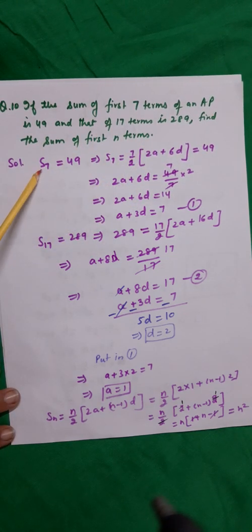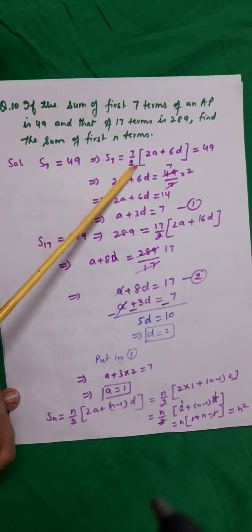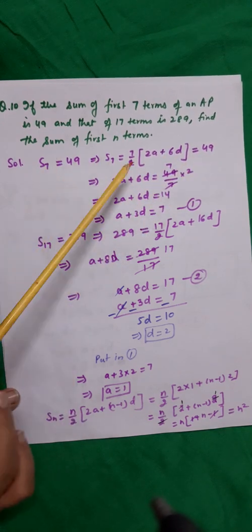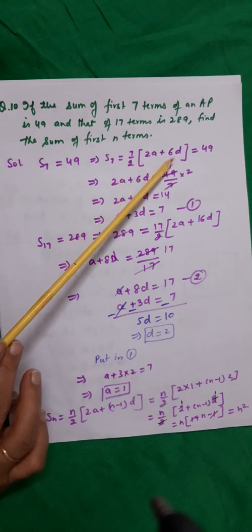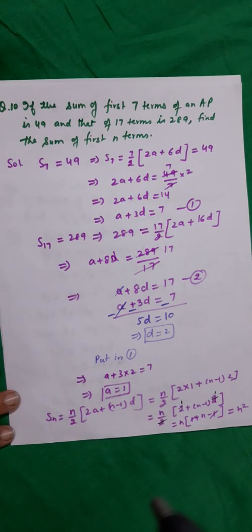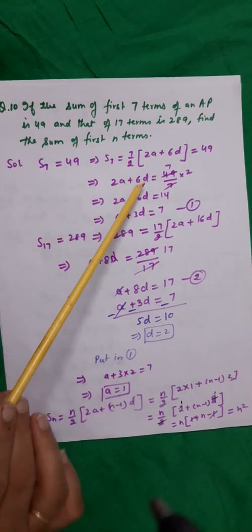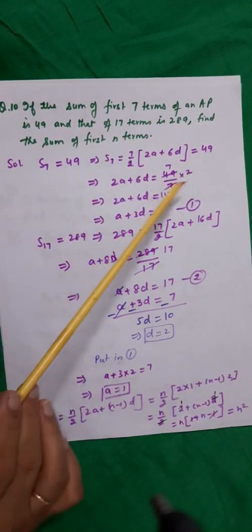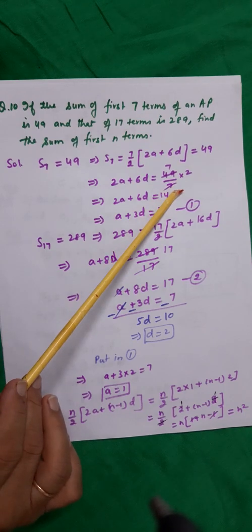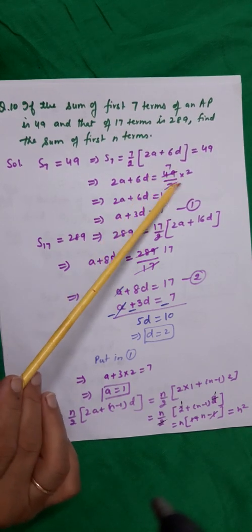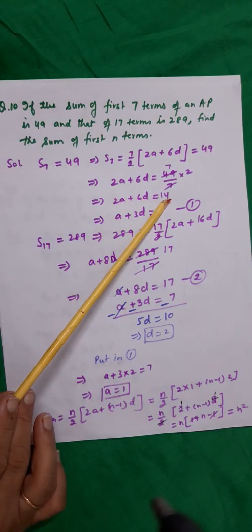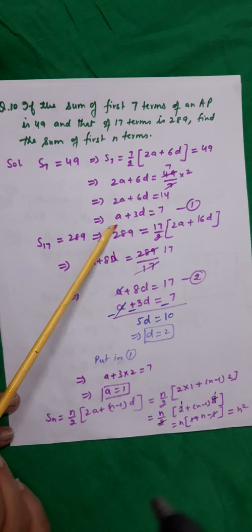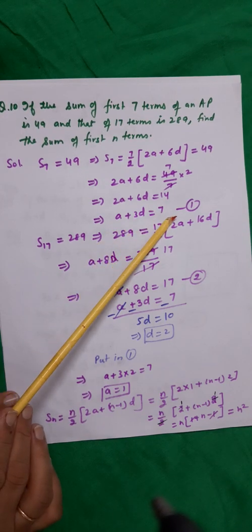Since it is given S7 is equal to 49, so we can write down the formula and put all the values. So S7 will be equal to 7 upon 2 into (2a plus 6d) is equal to 49, which means 2a plus 6d is equal to 49 into 2 upon 7. So 7 sevens are 49. It is cancelled. We have 2a plus 6d is equal to 14. Divided by 2, you get a plus 3d is equal to 7.